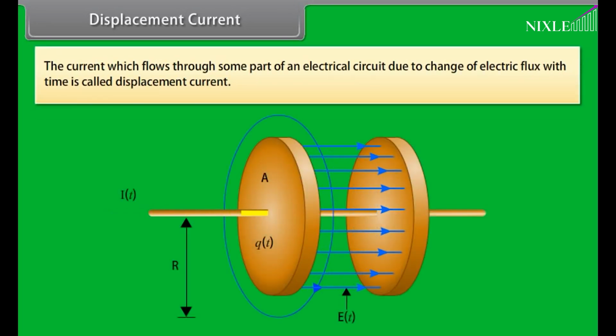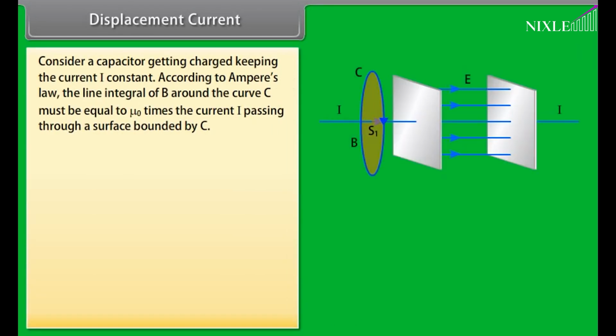Displacement current. The current which flows through some part of an electrical circuit due to change of electric flux with time is called displacement current. Consider a capacitor getting charged, keeping the current I constant. According to Ampere's law, the line integral of B around the curve C must be equal to mu naught times the current I passing through a surface bounded by C.